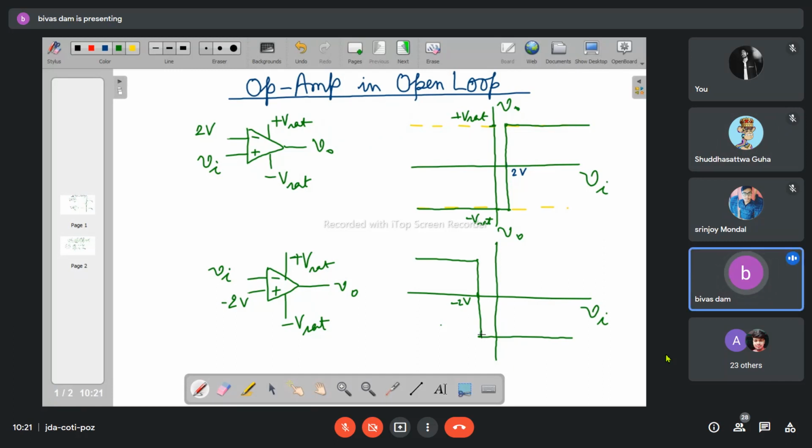So this is going to be the transfer characteristic of the second comparator block. So now you see the VI is as if getting compared in the first circuit with respect to the 2-volt reference voltage, and in the second circuit the VI is getting compared with the reference voltage minus 2 volt.